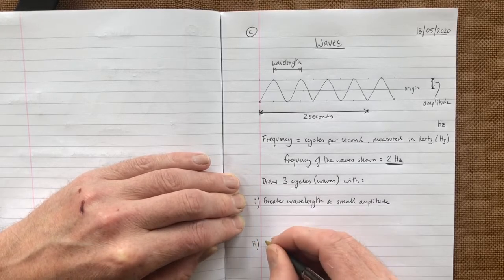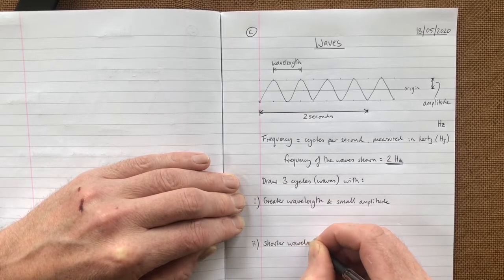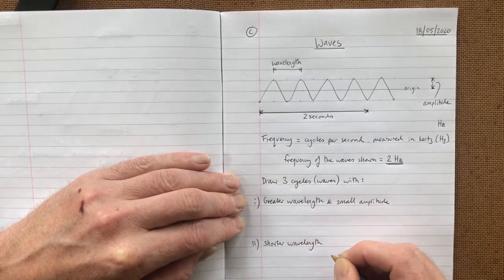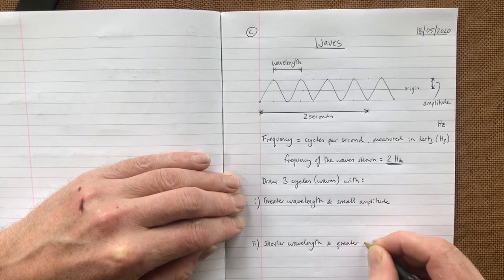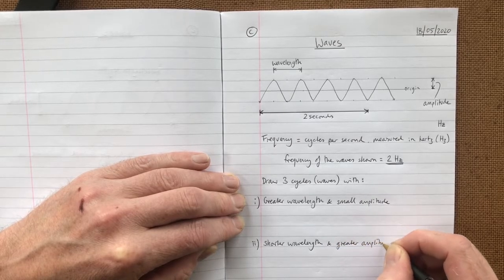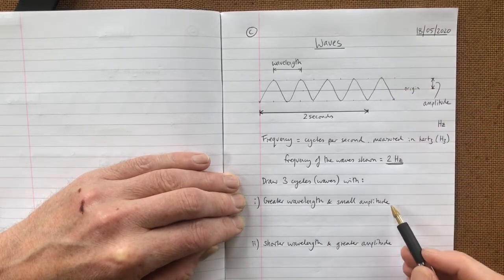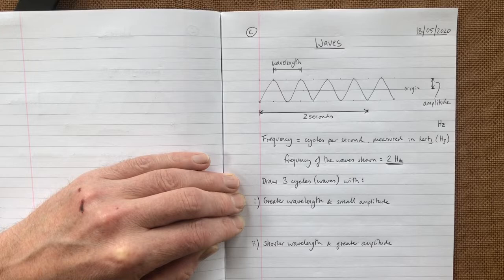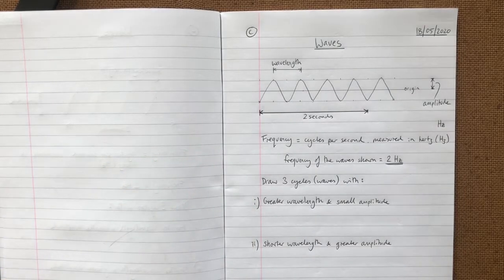And number 2, I want a shorter wavelength. Again, 3 again, and a greater amplitude. Remember, currently it's a line, therefore, why not do that one to half a line and this one to 2 lines? Okay, so I shall leave that with you. Hopefully that was not too painful for you.